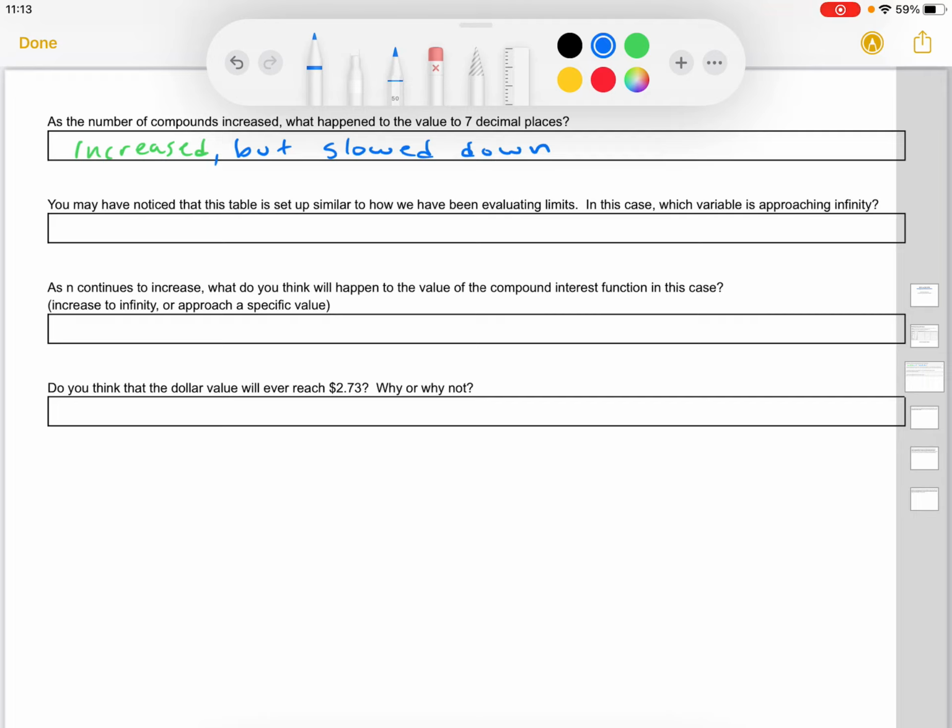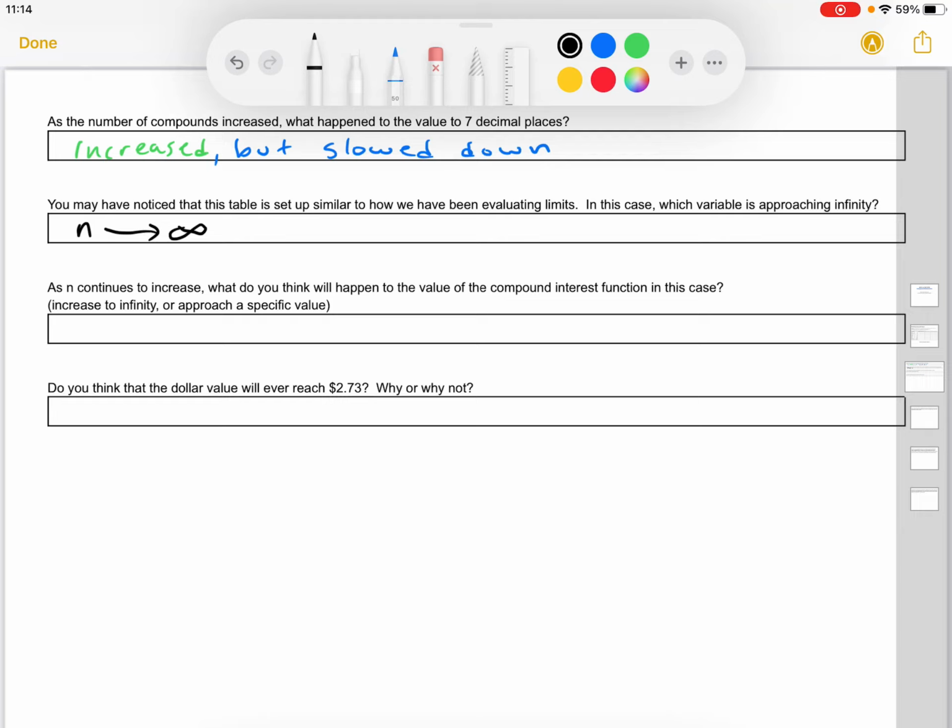So the second question here, just kind of relating this back to a limit. In this case, which variable is approaching infinity? This is set up to have n approaching infinity. So we're looking at a limit of a value as n, or the number of compounds, is approaching infinity. And this is really the only way to find that maximum value, because you can't plug infinity into the function, but you can set up a limit to see what happens to the function as you approach infinity, or as you get closer and closer to infinity.